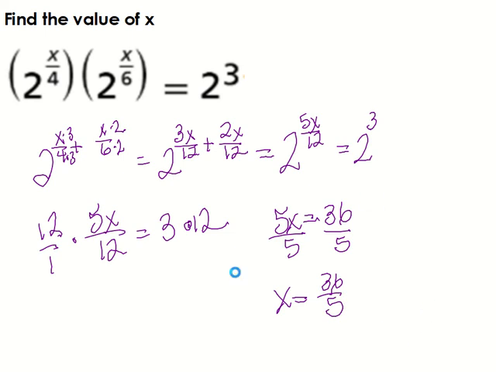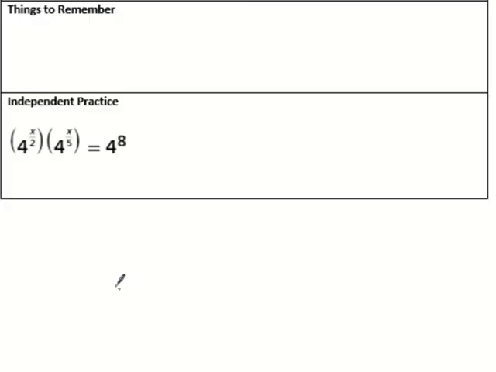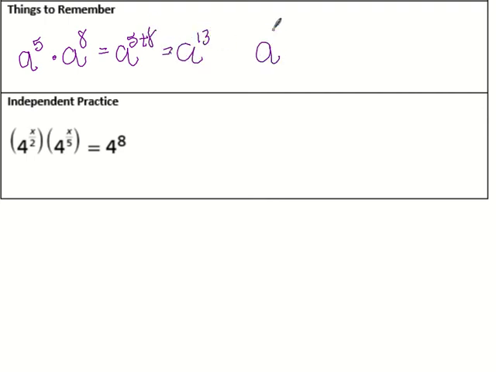All right. So that's it. Just remember when you have the same base, so a to the 5th times a to the 8th, we get a to the 5 plus 8, which equals a to the 13th, right? So it's the same as like if we can get a to the b times a to the c equals a to the b plus c. It's kind of more of a generic version of that.